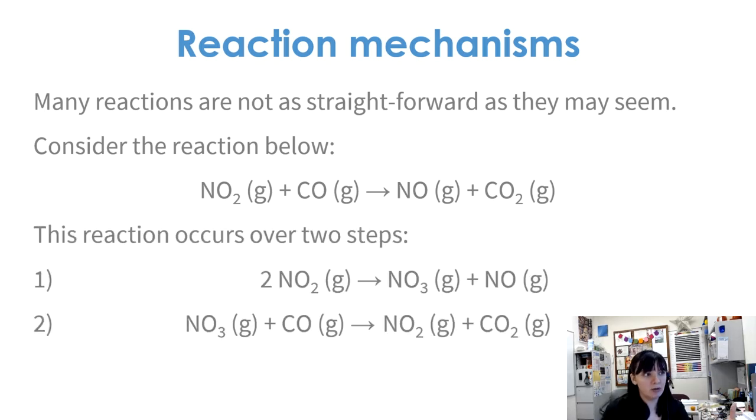Initially you have your nitrogen dioxide reacting to form nitrogen trioxide and nitrogen monoxide. Then the nitrogen trioxide from that first reaction is what's going to react with the carbon monoxide to produce new products of nitrogen dioxide and carbon dioxide. So if we look at these two steps individually, we can see some similarities and some differences between them.